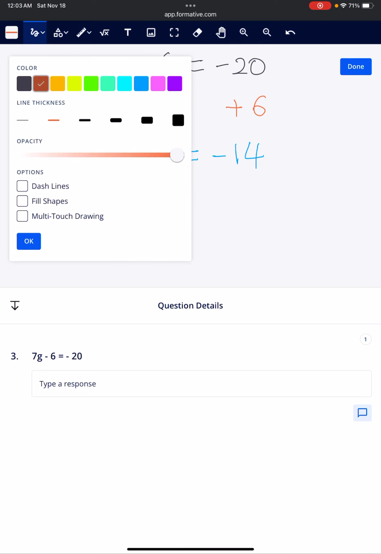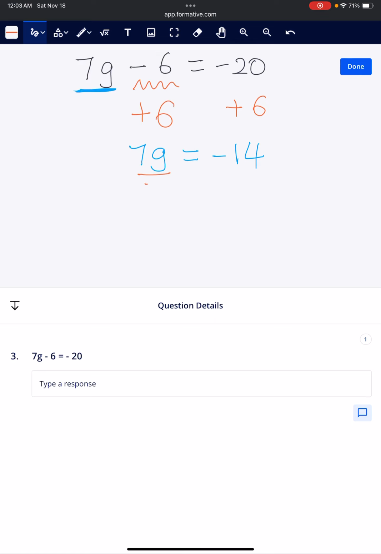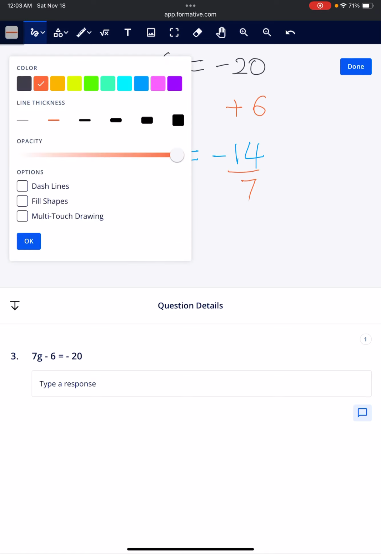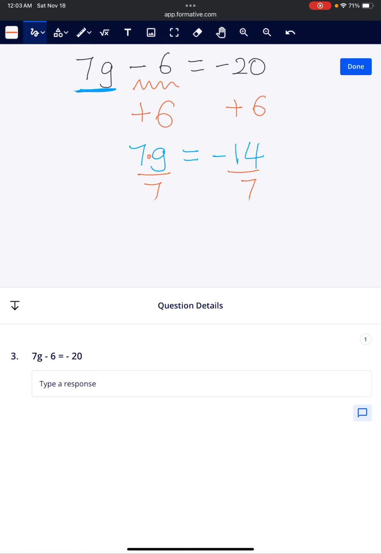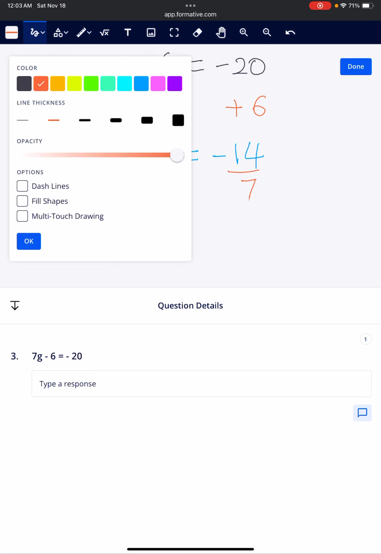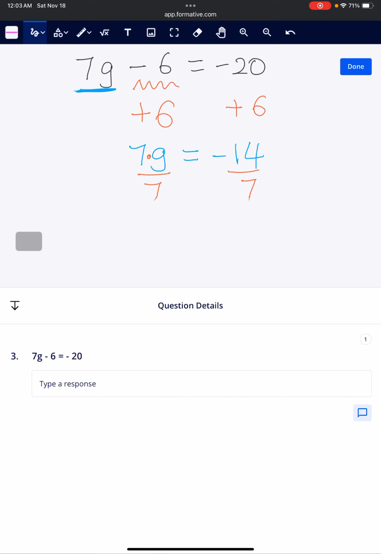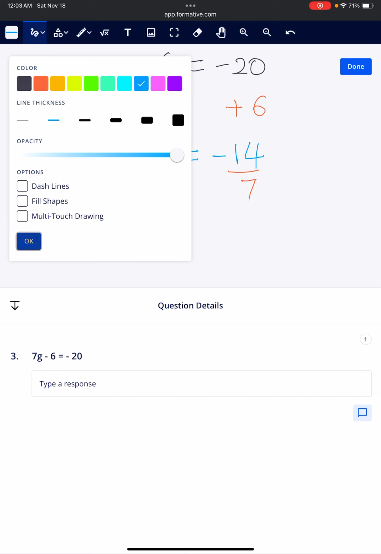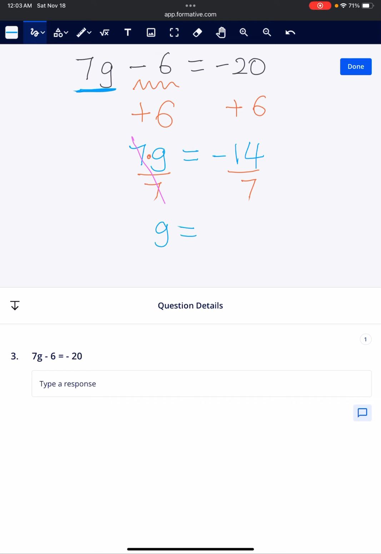Now you're dividing both sides by 7, because it's 7 times g. Now you can cancel these two, and you'll be left with g, and negative 14 over 7 is negative 2.